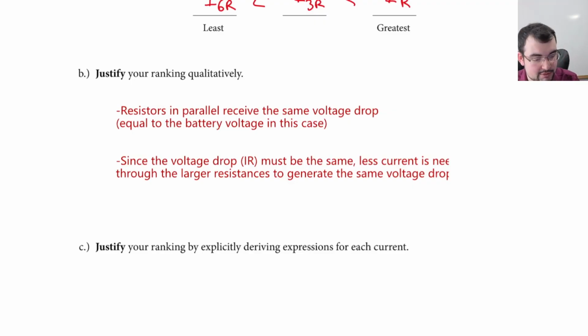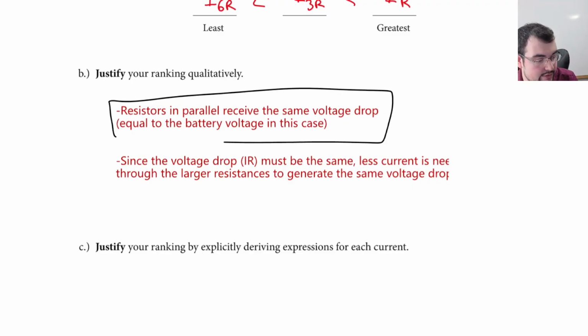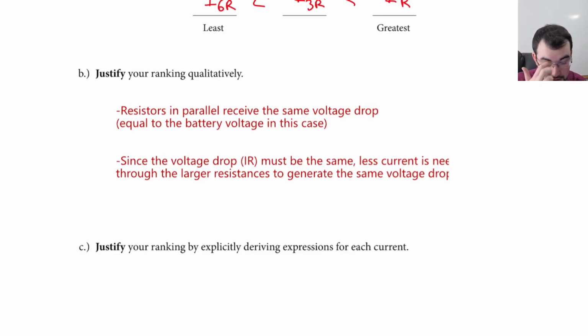This is also a fact. Please remember this. Just like series equals same current, parallel equals same voltage drop. So since you have to make the same IR in each of the 3 cases, if you have a bigger R, you must have a lower I to compensate.